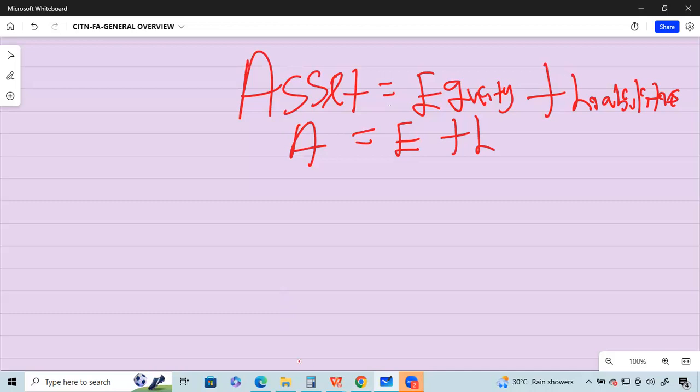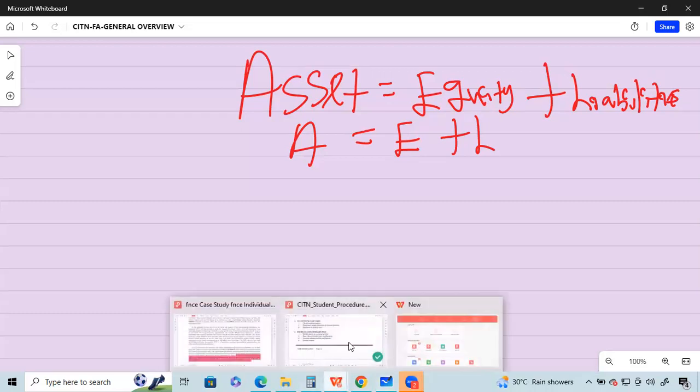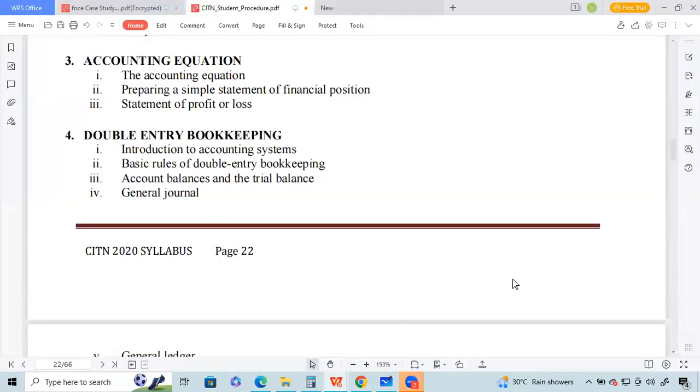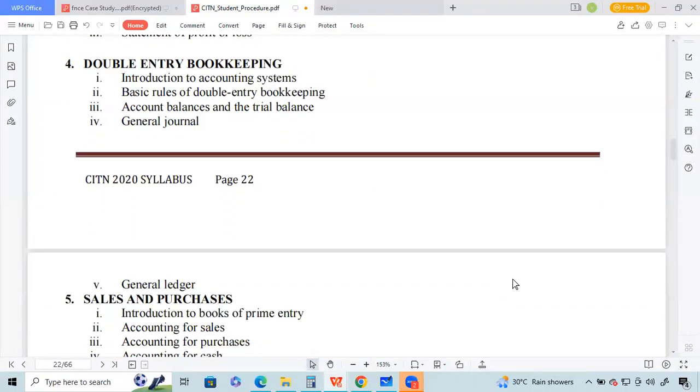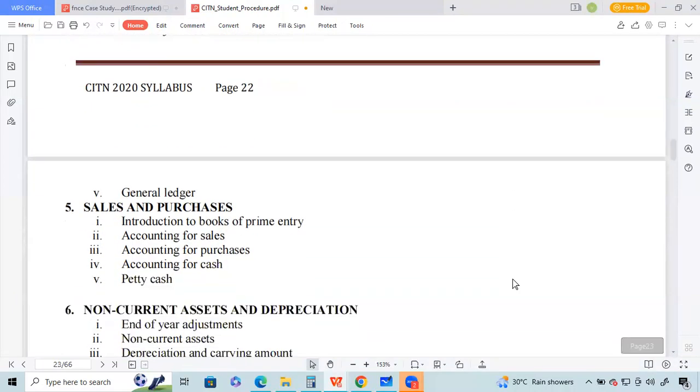So we are also going to be doing some simple illustrations as we are moving on, starting from our next class as well. Then we'll be looking at double entry. Then we'll also be looking at sales and purchases.